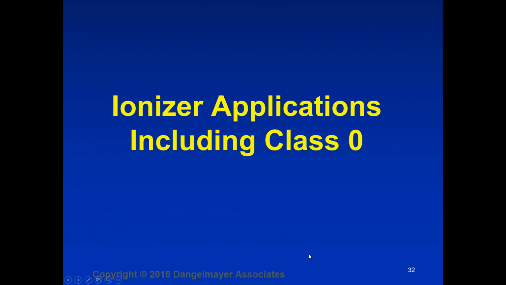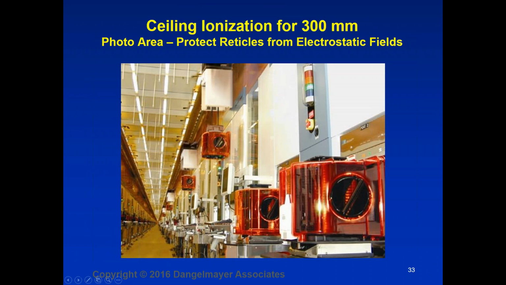So let's talk about how we look at ionizers that are going to be used in Class 0 applications. Now here's an application in the photo area of a semiconductor factory. This is where we're using ionization to protect the reticles that are used to print the patterns on the semiconductor wafers. They're actually one of the few truly electric field sensitive devices that we have, so we really don't want charge on any object in the area.